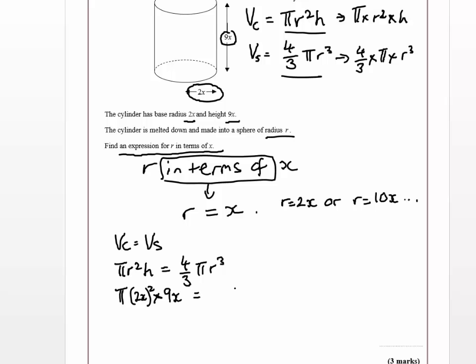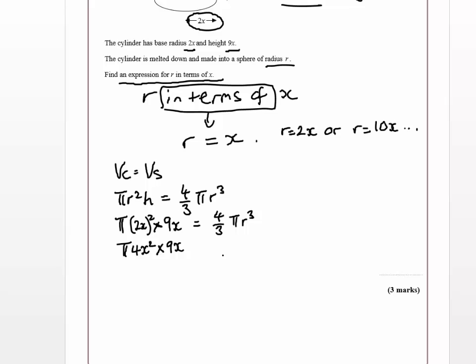I'm going to put equals, and I'm just going to rewrite the formula for the volume of a sphere here, r cubed. Now let's expand this out. Now you should already know that 2x squared is going to be 4x squared. Okay, so we're going to end up with pi 4x squared times 9x. I'm just working on this side first.